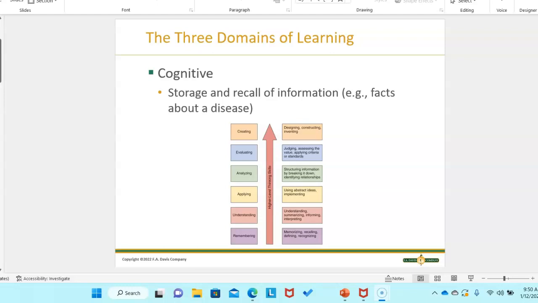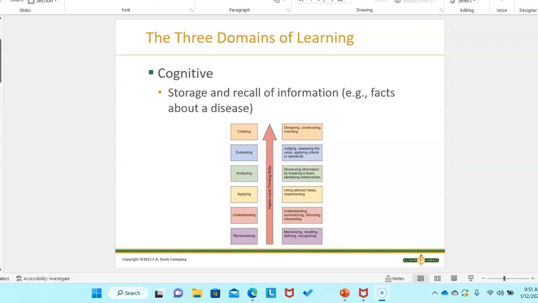At the remembering level, you're able to memorize, define, and recognize. At the understanding level, you're able to understand, summarize, and interpret information. At the applying level, we're able to use abstract ideas and implement them. This is where we want our patients to be. When we teach them at the cognitive level, we want them to be able to actually apply it.